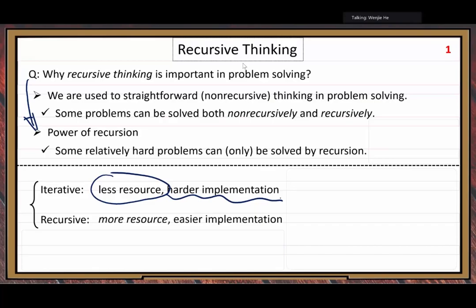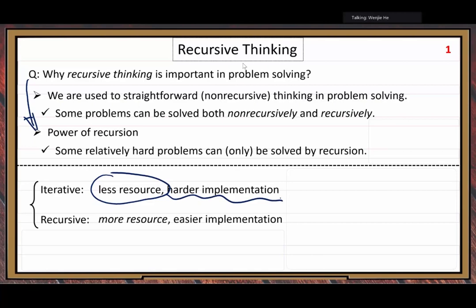But for recursion, the disadvantage is that resource-wise, you need to use more computing resource. I will explain what I mean by resource: memory, the computer's memory resource. But the implementation is easier.